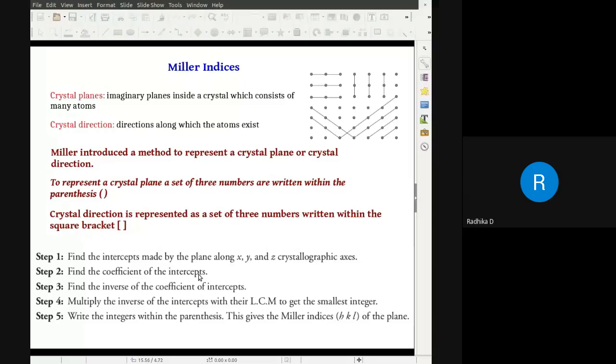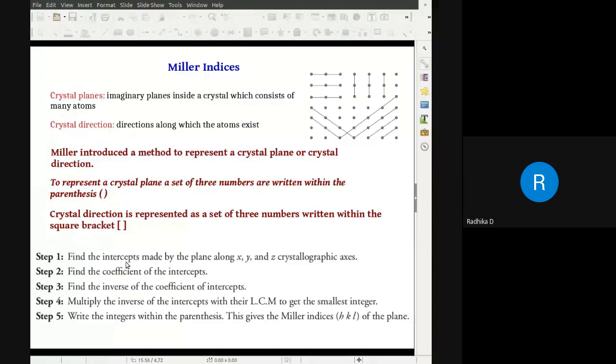Next, find the coefficient of the intercepts. Basically, if I say the intercept is 1 centimeter, that means the plane is touching at a distance of 1 centimeter, or 1 unit. I'll not say centimeter, I'll better say unit. If it is 1 unit or 2 units or 3 units, then the coefficient is 1, 2, 3. Next, find the inverse of those coefficients. Find the inverse of that number. After that, a very important point, multiply the inverse with the LCM. Find out the LCM.